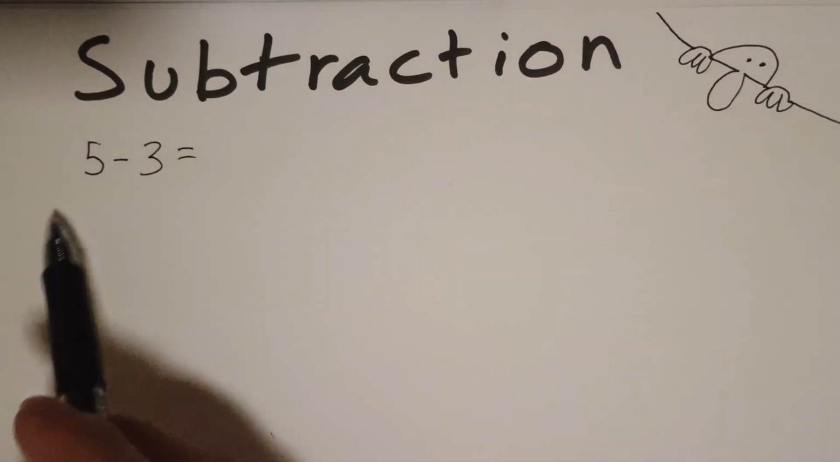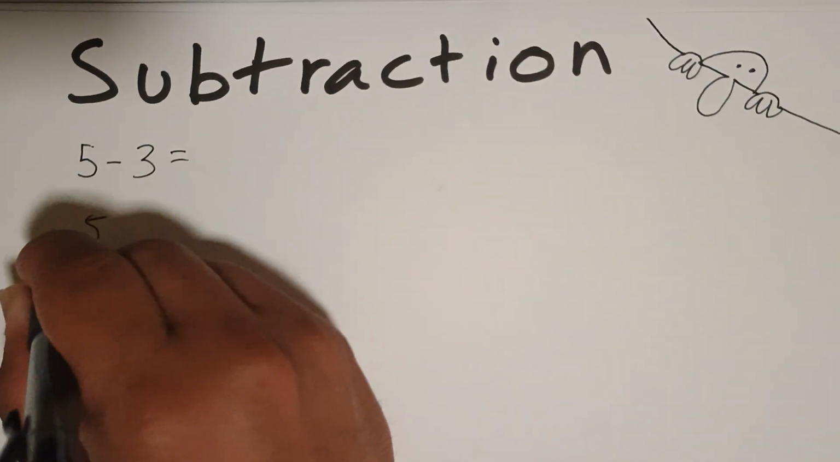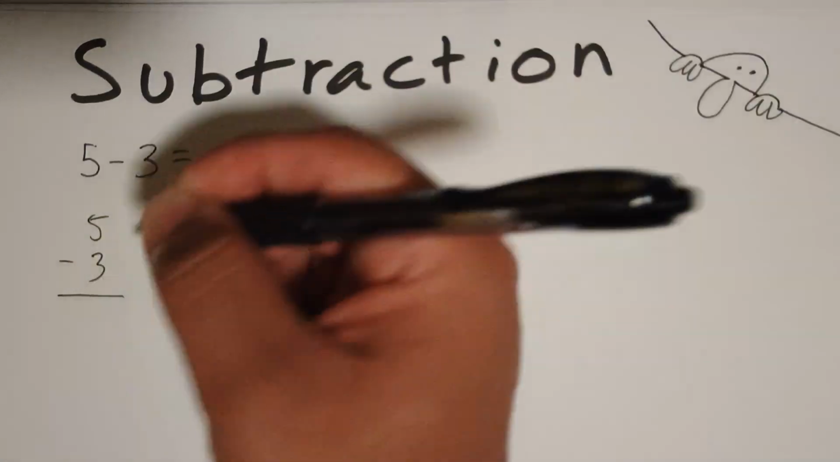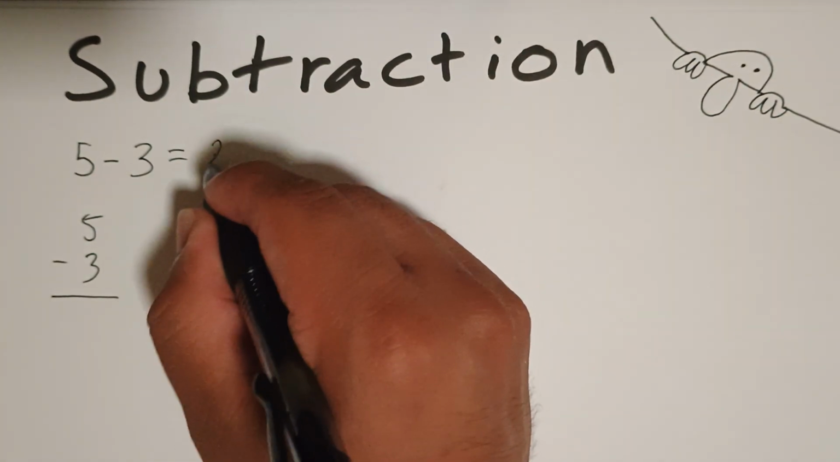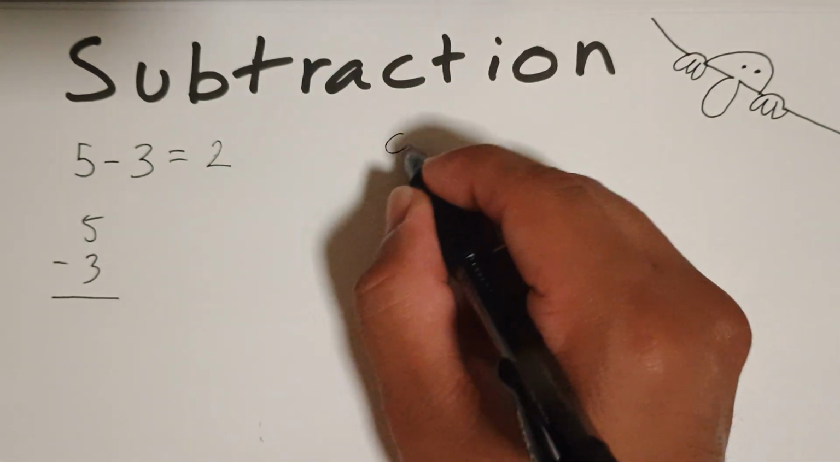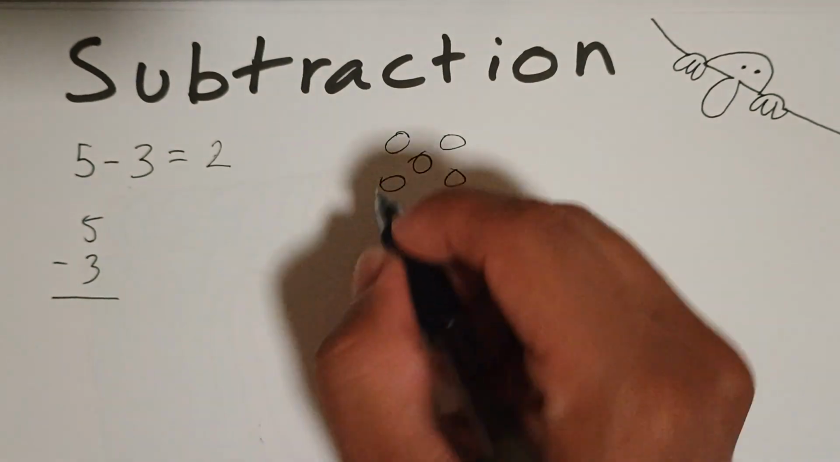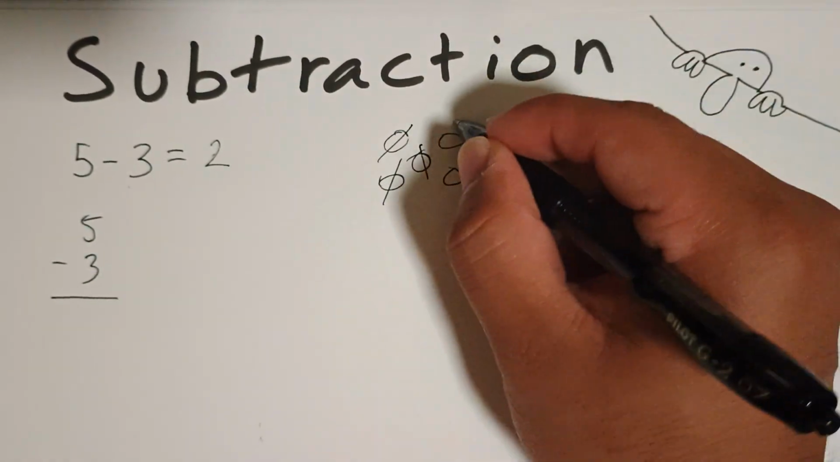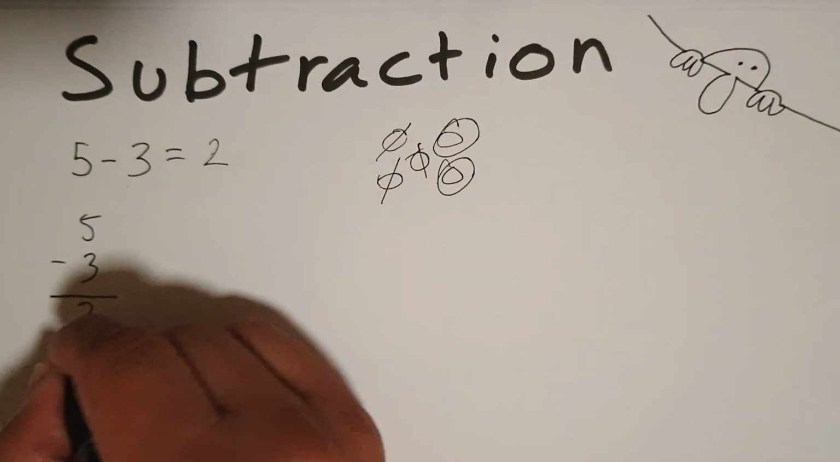So I have an example here. You can of course rewrite this as just like addition. You can rewrite it in a form that makes it easier for you. This is two, right? Because we have five little balls here, and we're gonna take away three of them. All right, we're only left with two, right? So it's two.